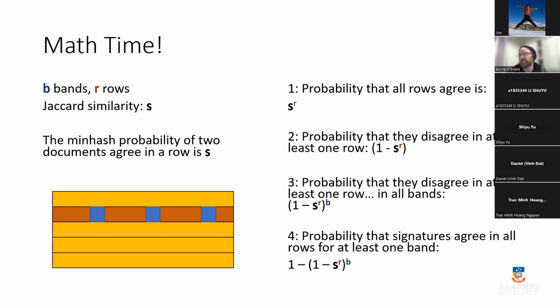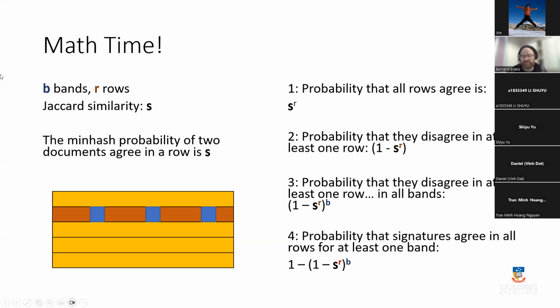So if they are 90% the same, but there's 10 rows, there's a 90% chance that each row matches, and I have 10 rows, the probability that they all match is 0.9 to the power of 10, right? Which is actually not a very good number.